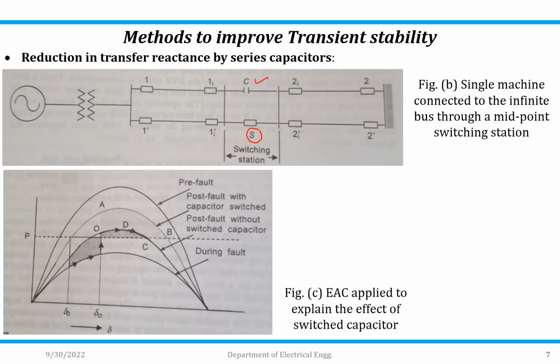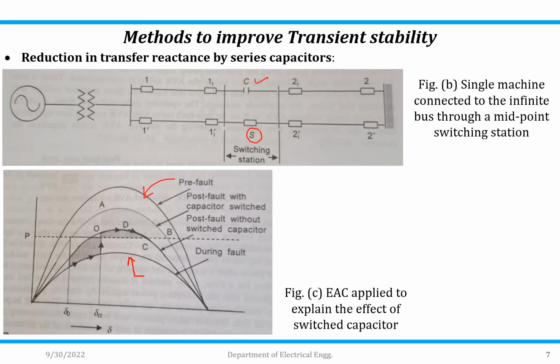So see, this is the P-delta curve. This is the curve for the during-fault situation. This first one is the curve for the pre-fault situation. Now here it has been shown post-fault with capacitor switch. This is your post-fault dotted line, which is represented here with capacitor switch, and this line which is shown by the arrow is post-fault without a switch capacitor.